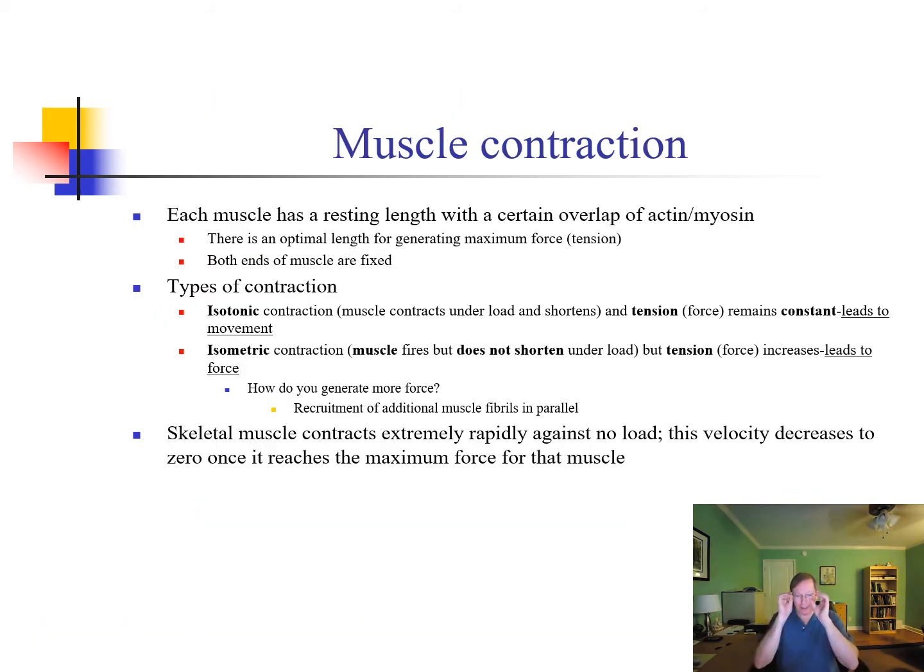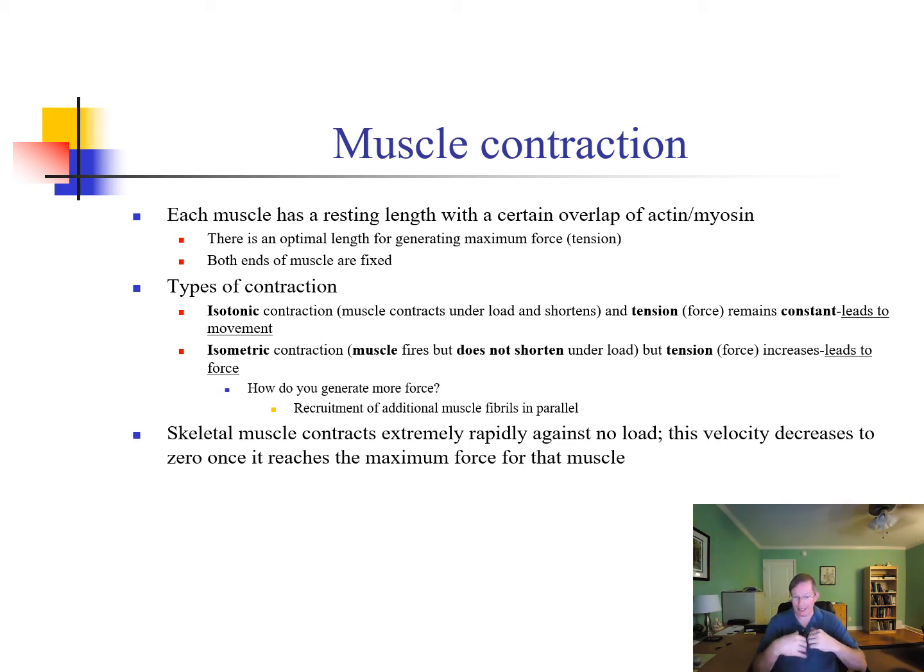Now, as you can imagine, each muscle is going to have a certain equilibrium, if you will, length, a resting length, where there's a certain overlap of actin and myosin. But I can overlap a maximum amount of actin and myosin to generate a maximum amount of force.